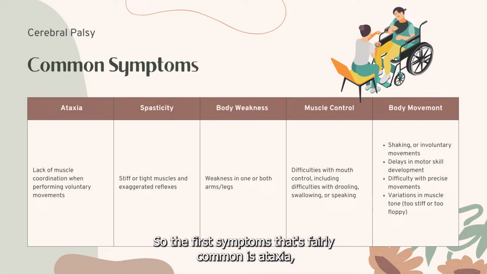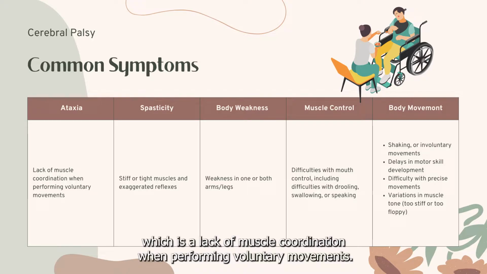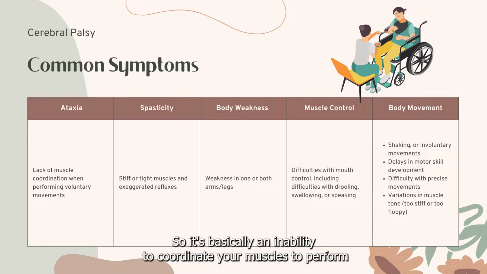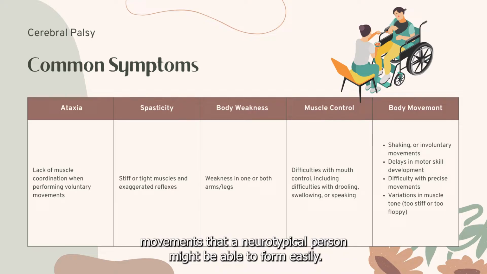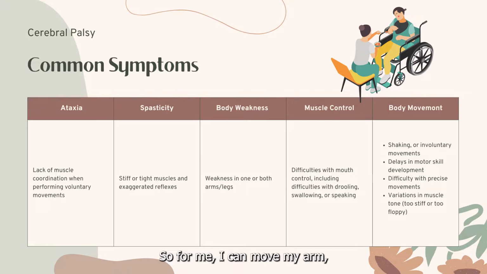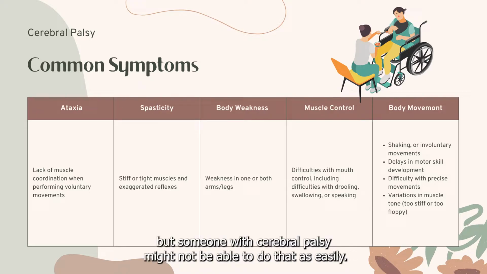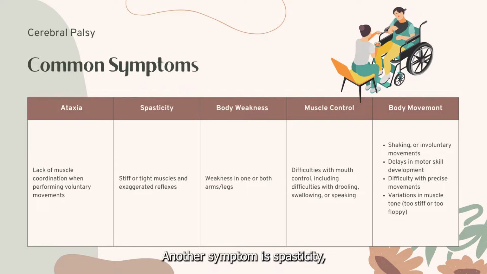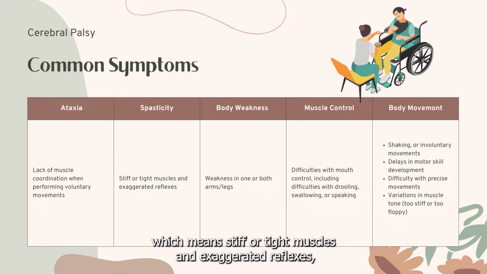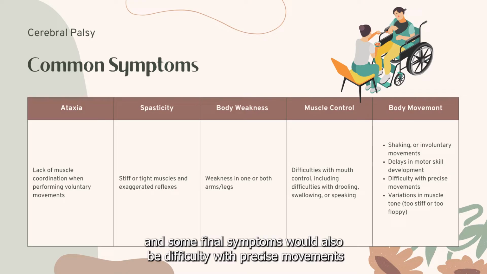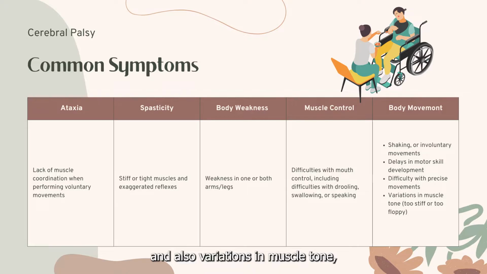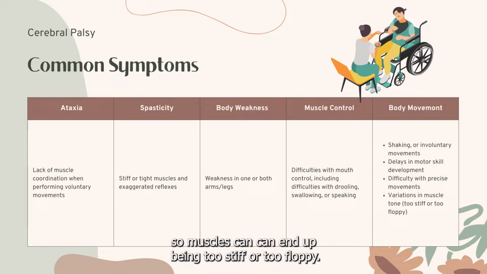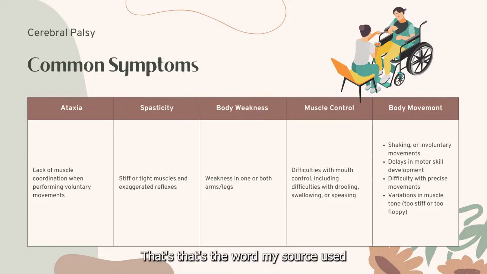The first symptom that's fairly common is ataxia, which is a lack of muscle coordination when performing voluntary movements. So it's basically an inability to coordinate your muscles to perform movements that a neurotypical person might be able to perform easily. For me, I can move my arm, but someone with cerebral palsy might not be able to do that as easily. Another symptom is spasticity, which means stiff or tight muscles and exaggerated reflexes. Some final symptoms would be difficulty with precise movements and variations in muscle tone. So muscles can end up being too stiff or too floppy. That's the word my source used when describing it.